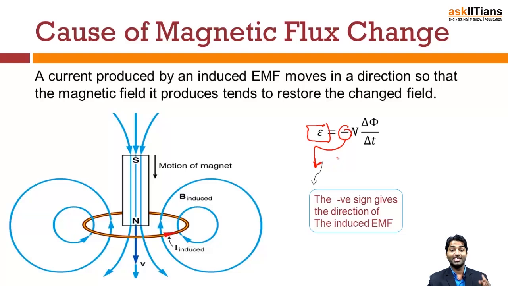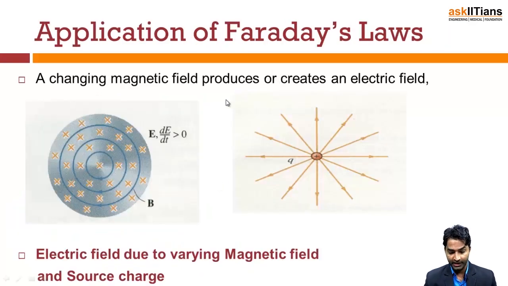It means the induced EMF is produced due to the change in flux, but the tendency of the induced EMF would be opposite to the magnetic flux involved. So this is about it. Now, applications of Faraday's law. This is a very important application.